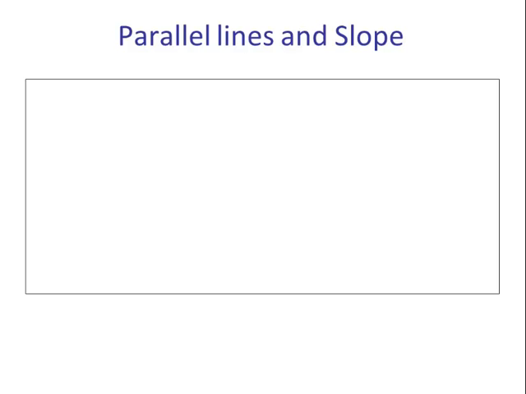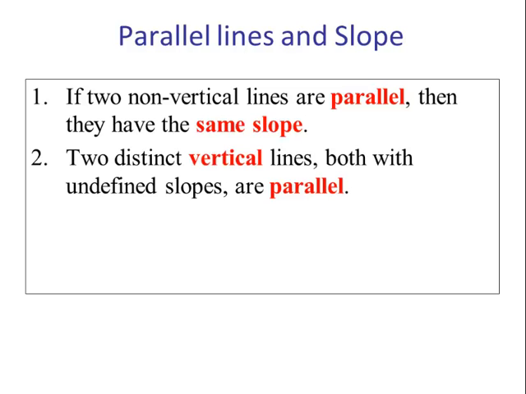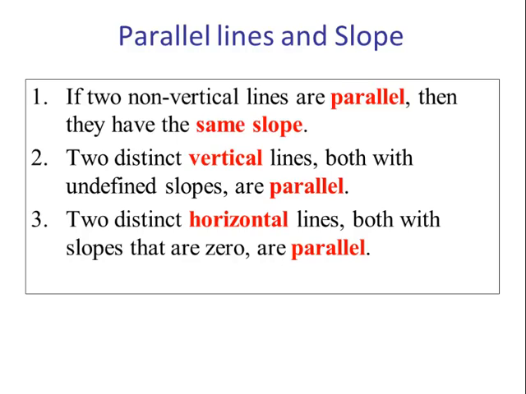Parallel lines and slope. If two non-vertical lines are parallel, then they will have the same slope. Two distinct vertical lines, both with undefined slopes, are parallel. Two distinct horizontal lines, both with slopes that are 0, are parallel.